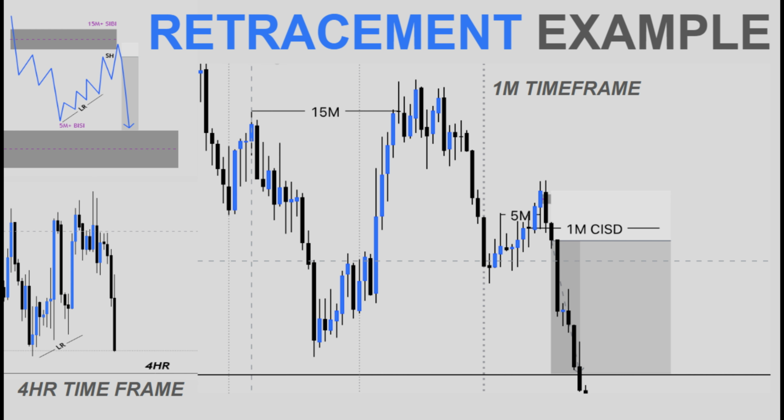Here's an actual trade example of a trade I actually took, and this is kind of the retracement we're looking for, right? Price expanded lower on the 4-hour, as you can see, and we hit a 5-minute. So we retraced into a 5-minute and expanded lower to the original direction.